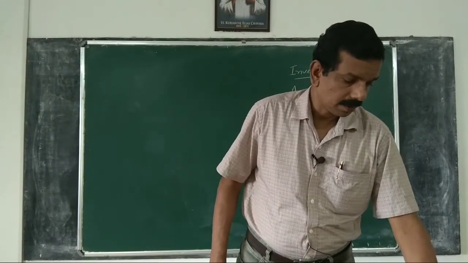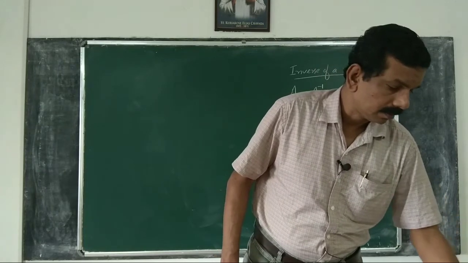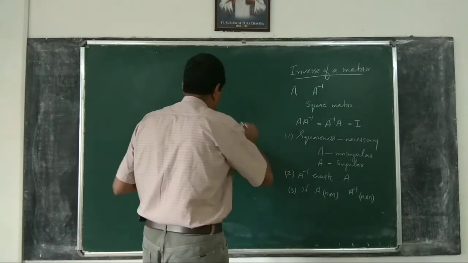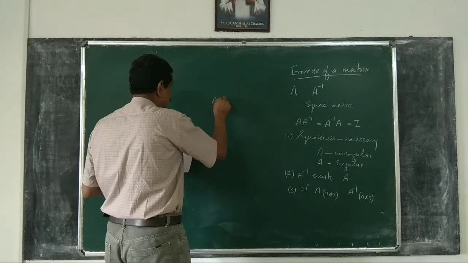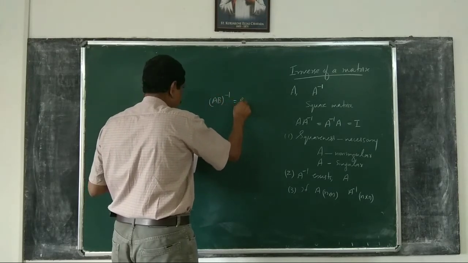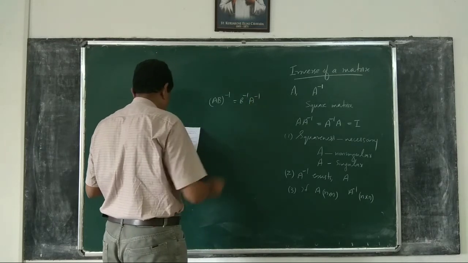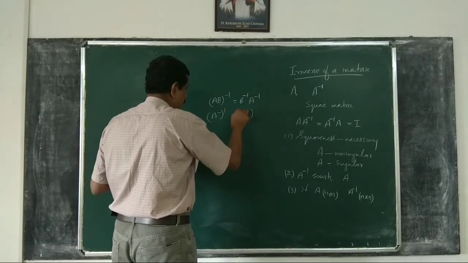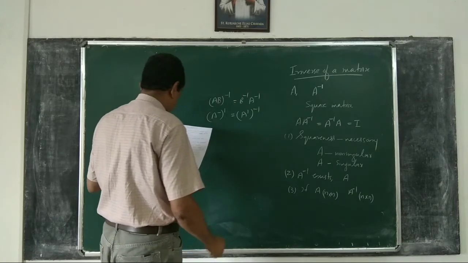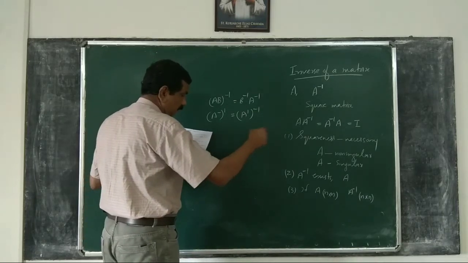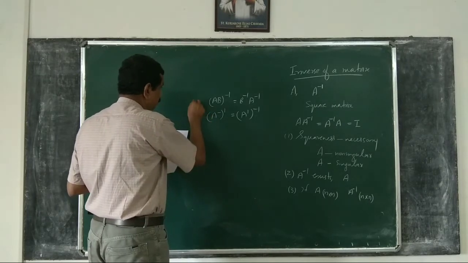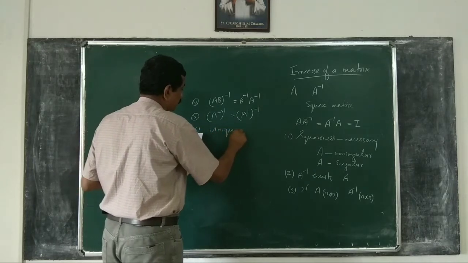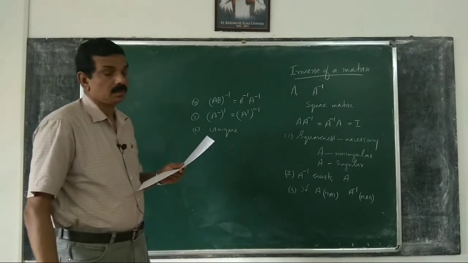Now let us see some of the other properties. If A and B are two matrices, the inverse of AB is equal to B inverse A inverse. Then the transpose of A inverse is equal to the inverse of A transpose. Then if the inverse of a matrix exists, it is unique.